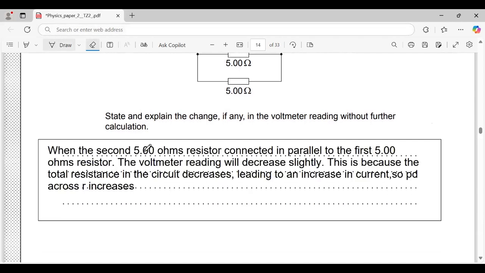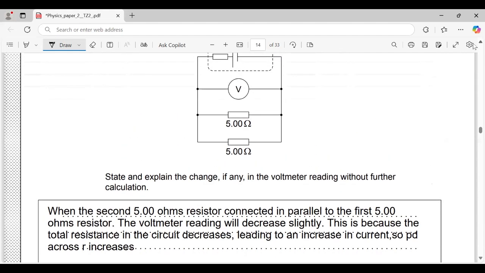When the second 5 ohms resistor is connected in parallel to the first 5 ohms resistor, the voltmeter reading will decrease slightly. This is because the total resistance in the circuit decreases, leading to an increase in current. So potential difference across R increases.